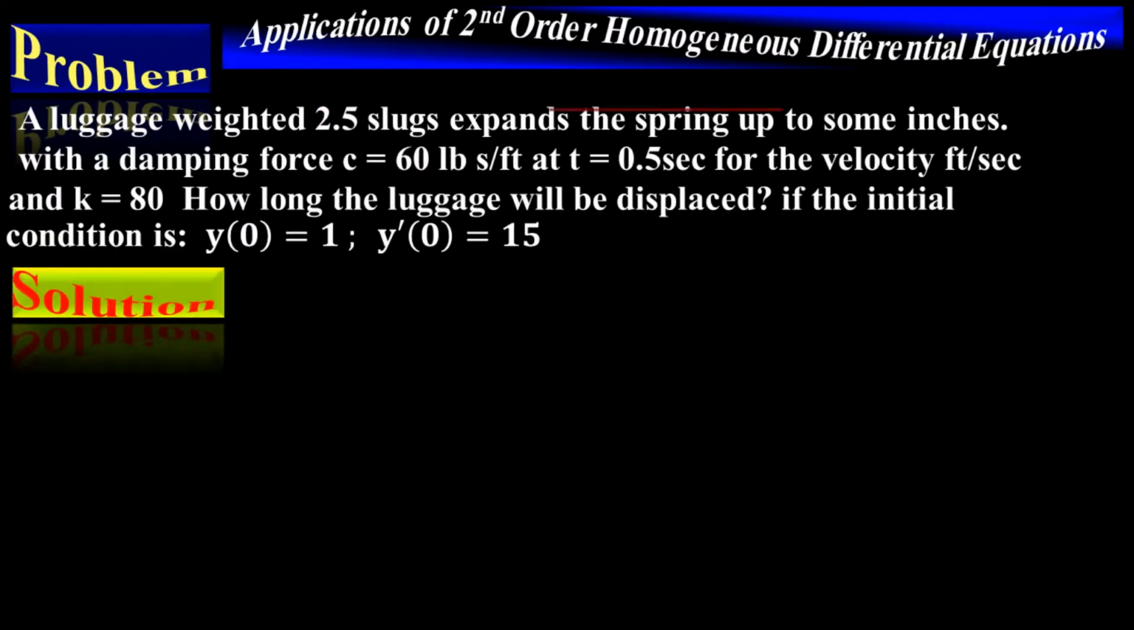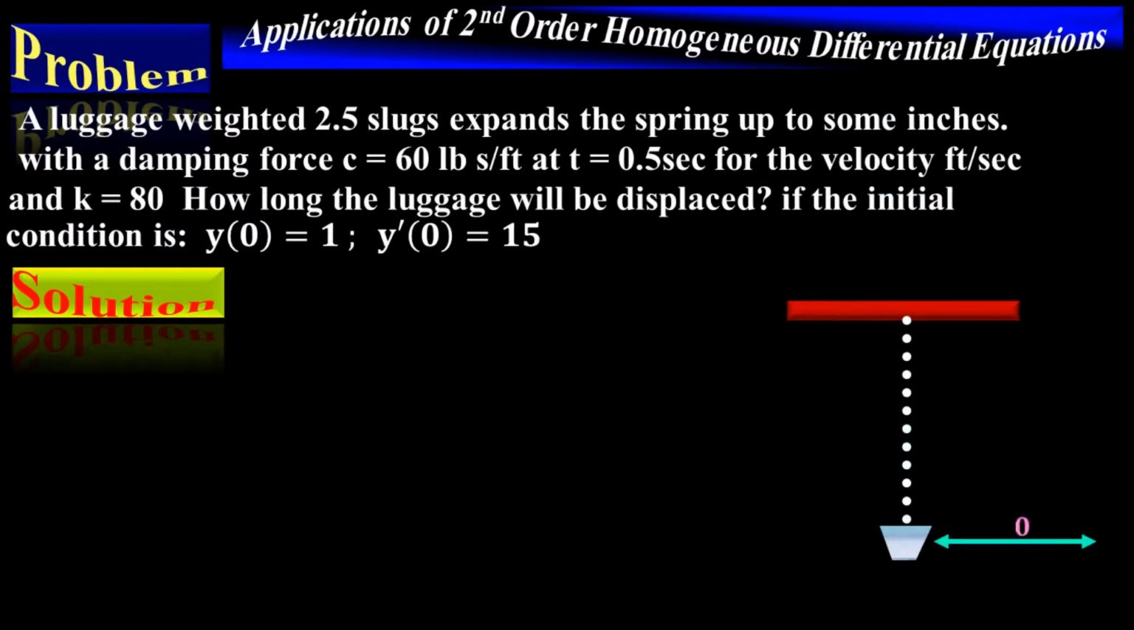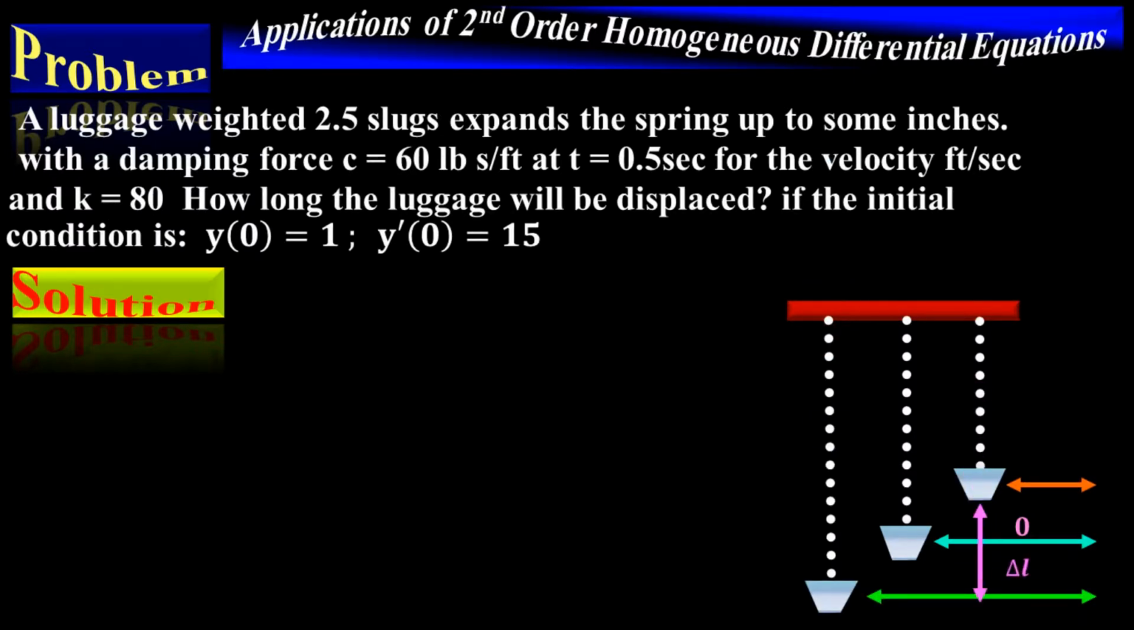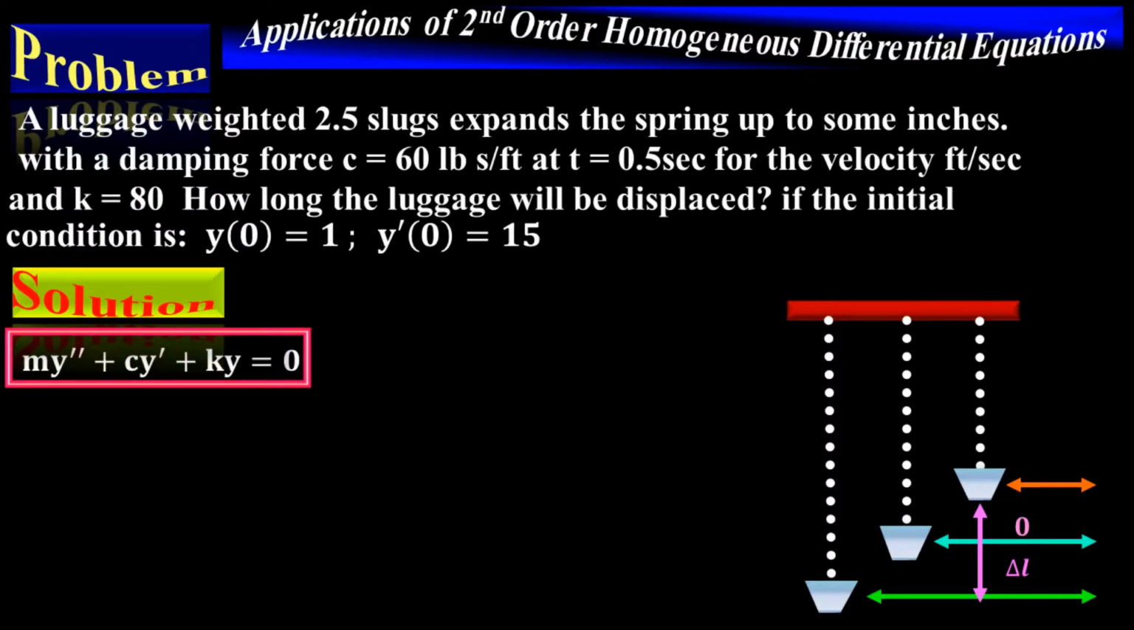Solution. Let me draw the spring mass system. Initially the luggage is at equilibrium position, which is 0, and when I stretch it up to some inches here and then release it down, this is my delta L. So the equation will be m y double prime plus c y prime plus k y equals 0. This is a second order homogeneous differential equation, since it has y double prime. k is the spring constant.